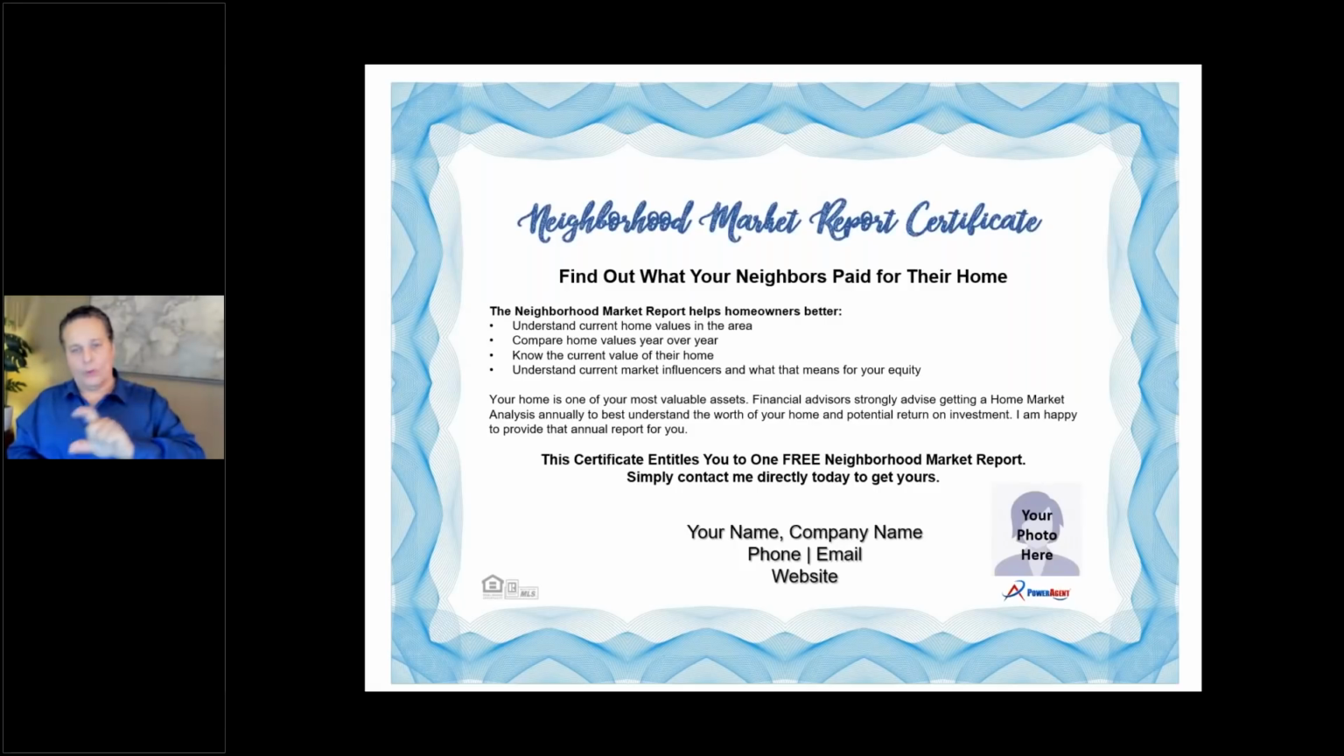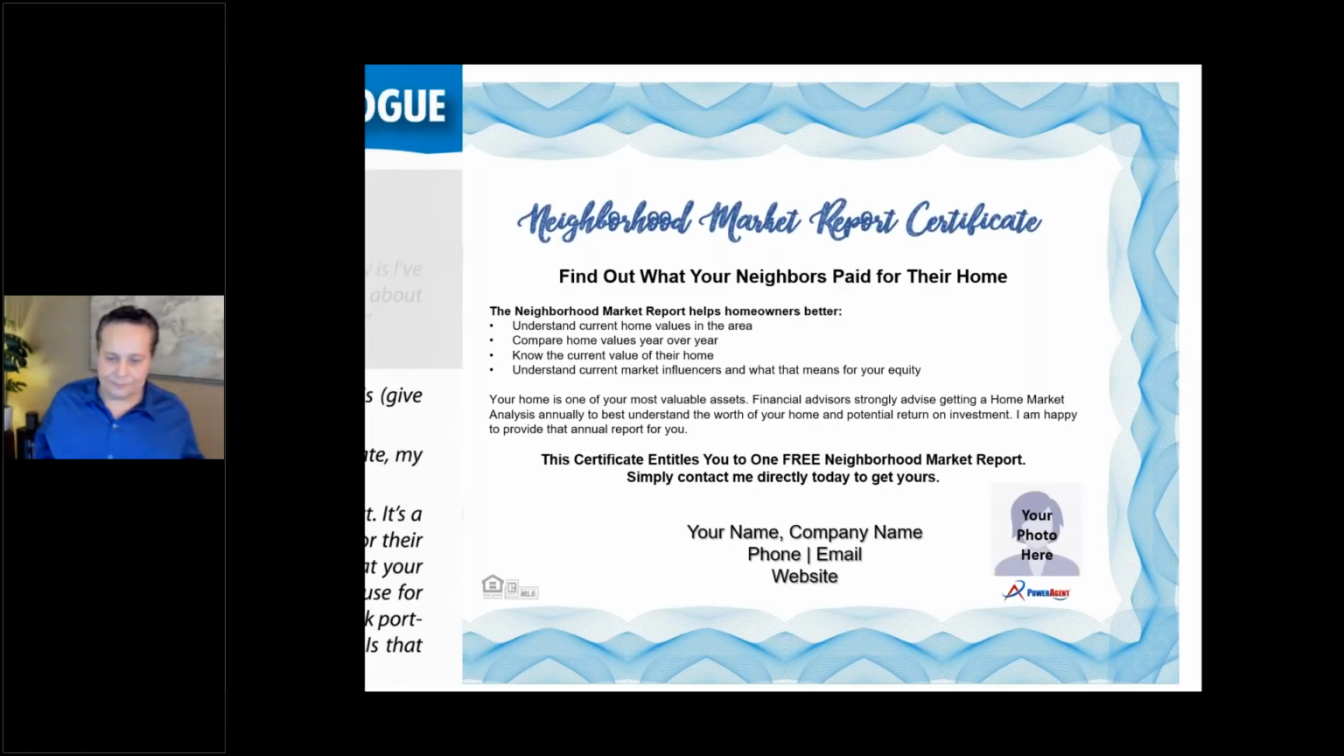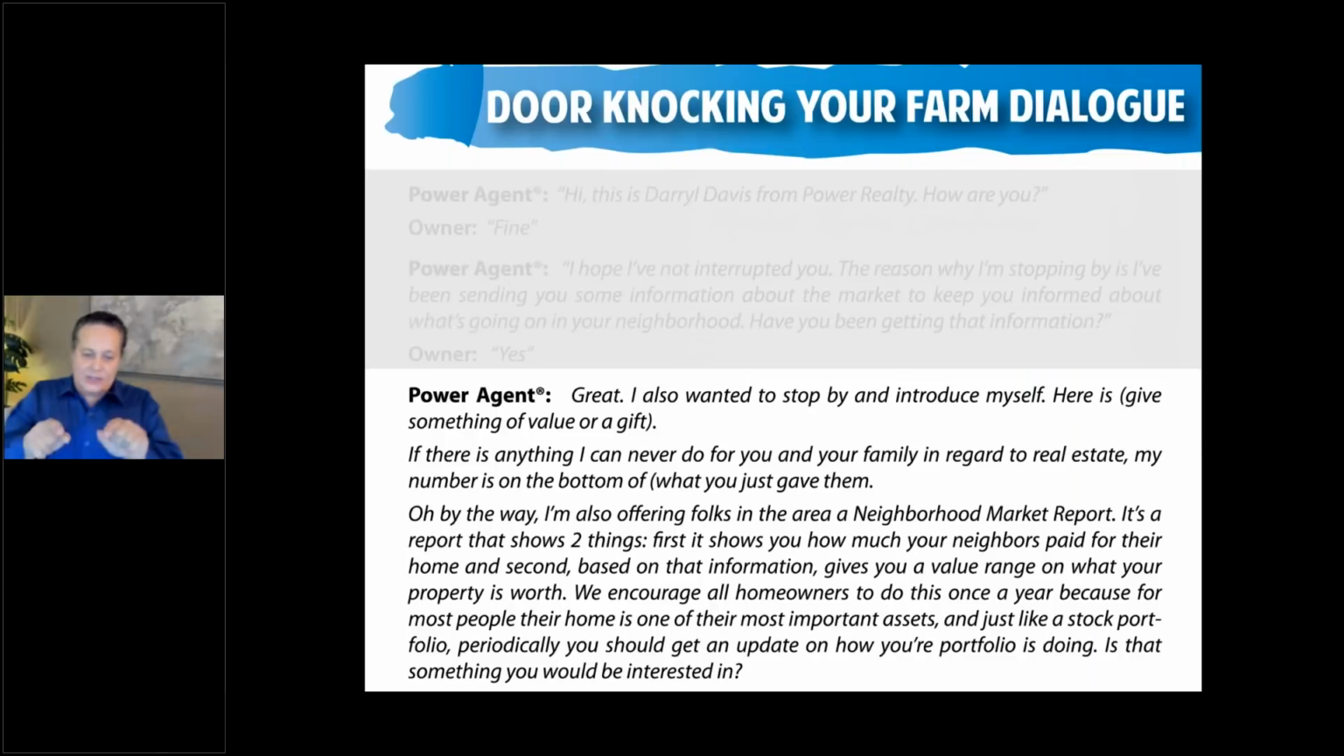Here is the neighborhood market report. Oh, I'm sorry, gang. This is another thing of value that I didn't talk about on the call and which you could use. A neighborhood market report, gang, is simply a CMA. But Power Agents, I want you to use the words neighborhood market report. Here's why. Number one, everybody else does CMAs.